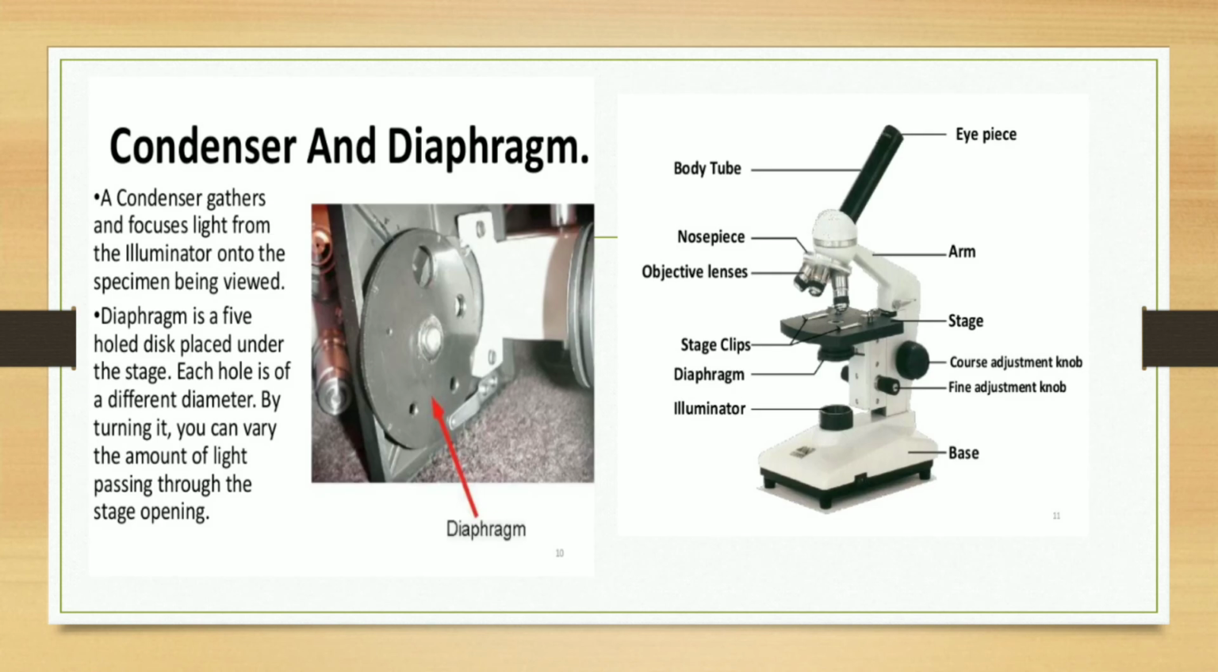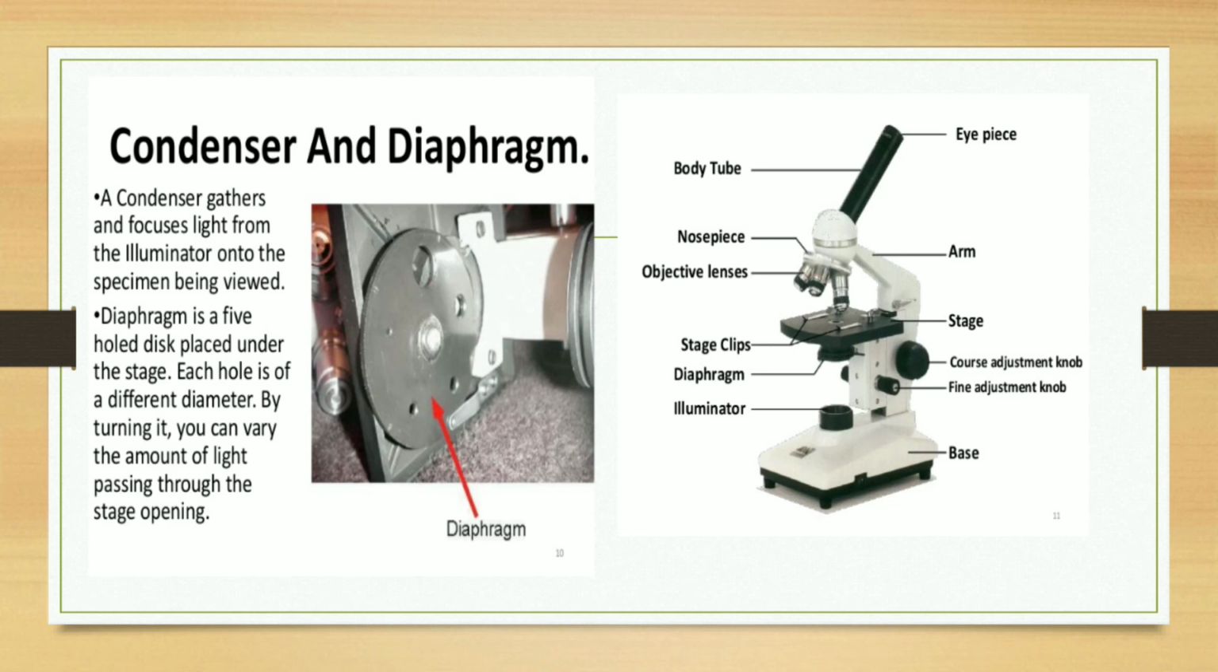Then we see the condenser and diaphragm. The condenser gathers and focuses light from the illuminator onto the specimen being viewed. The diaphragm is a disc with 5 holes placed under the stage. Each hole is of a different diameter. By turning it, you can vary the amount of light passing through the stage opening.